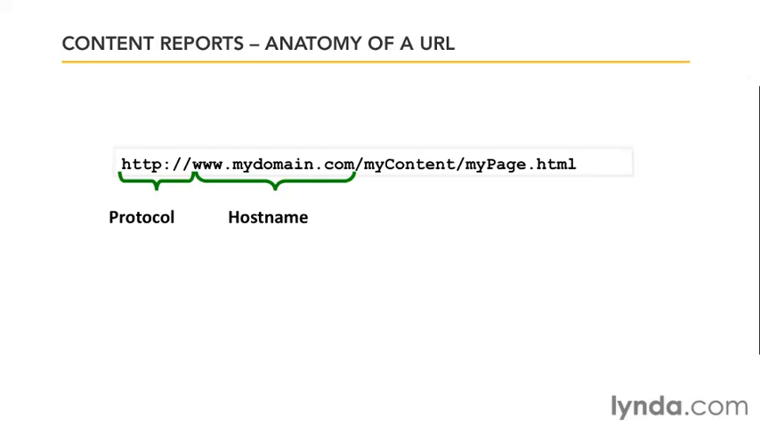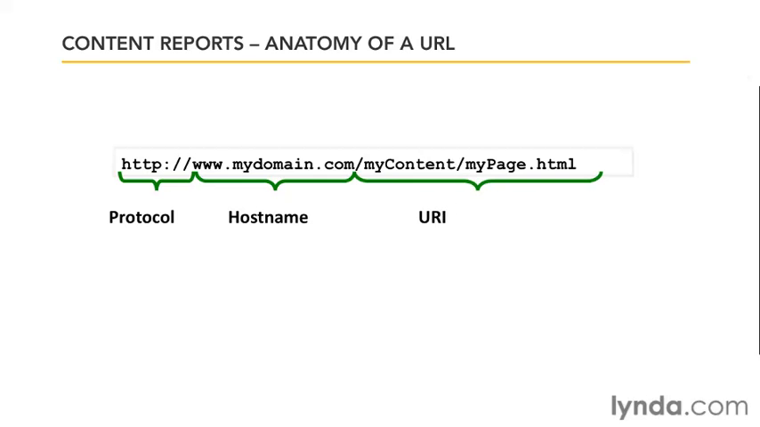And what we're calling the host name is anything that starts here with the www, or essentially right after the protocol, all the way through to the end of the .com, .net, .org, whatever this final top-level domain is. All of this in between here is going to be referred to as the host name. And this is what you'll find in your host names report under the visitors tab. But as far as the content reports go, we don't care about this either.